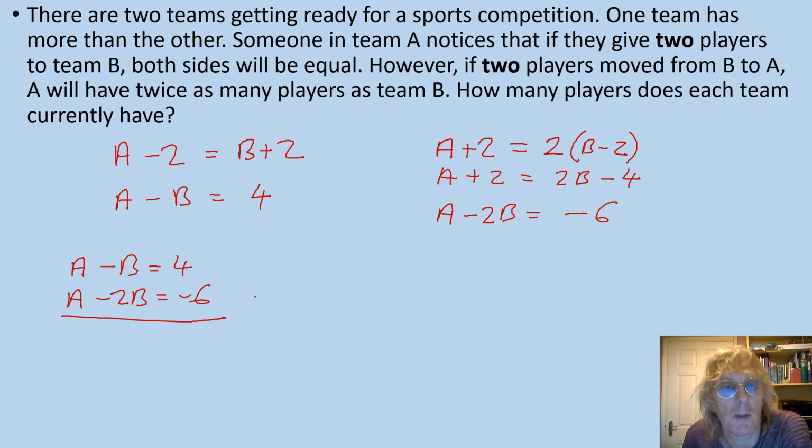Same as before, I'm going to subtract the bottom equation away. So A take away A is nothing. Minus B, subtract minus 2B, subtracting a negative, so we're adding, so that will give me plus B equals 4, subtract negative 6, and we're taking away a negative, we've got to add the 6, so B is going to equal 10.